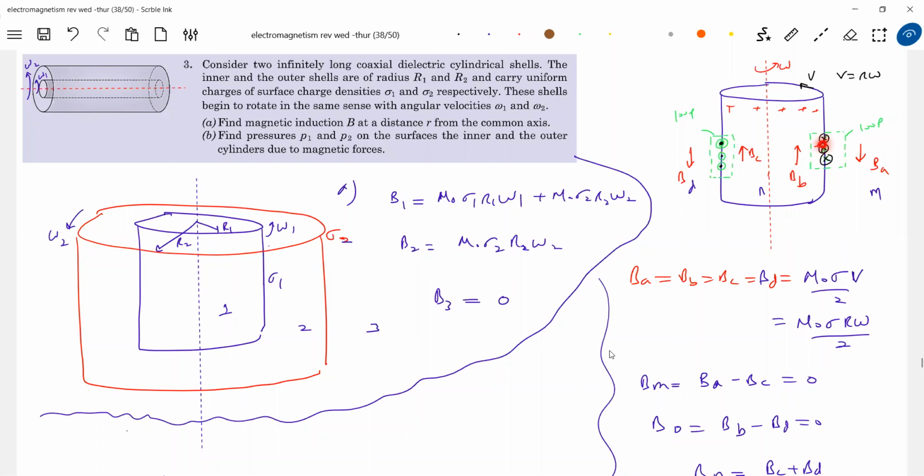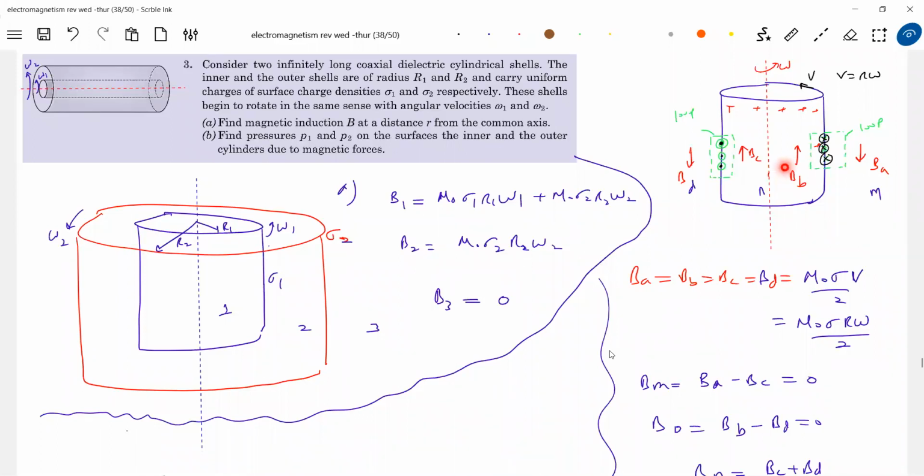Now what happens? Shall I assume that this particular layer will experience a force due to the field produced by this layer? So what is the field produced by this layer at the location of this? It should be half of the total field. There's a concept. Rest everything is very easy.